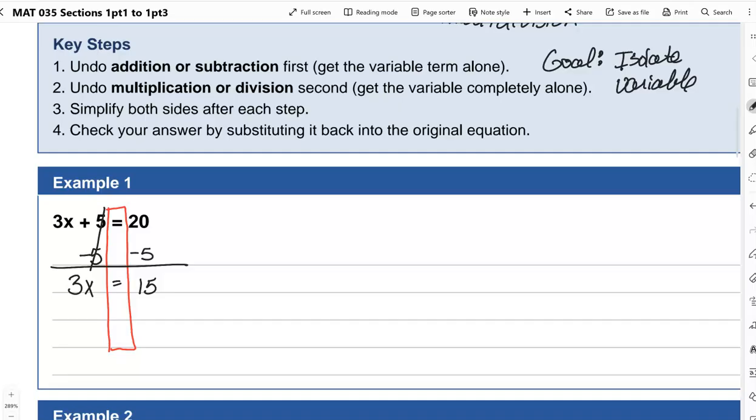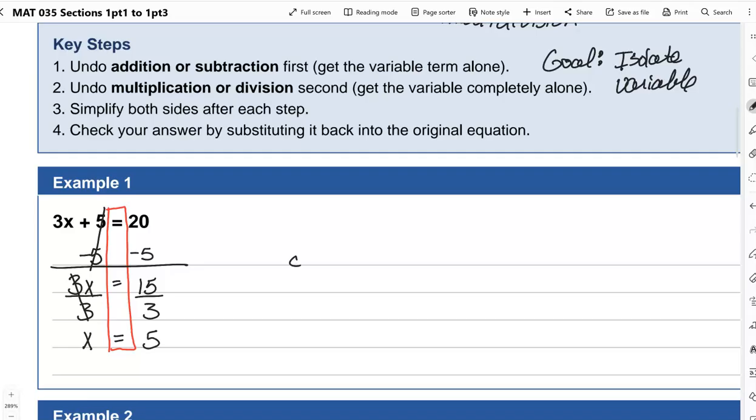Now we're going to do another opposite. We have 3 times x, and the opposite of times or multiplication is division. What I do to the left, I've got to do to the right. Notice I'm writing it on both sides of the wall. Math is always fair. So 3 divided by 3 is really 1, so this is really a 1 times x, which is x. 15 divided by 3 is 5.